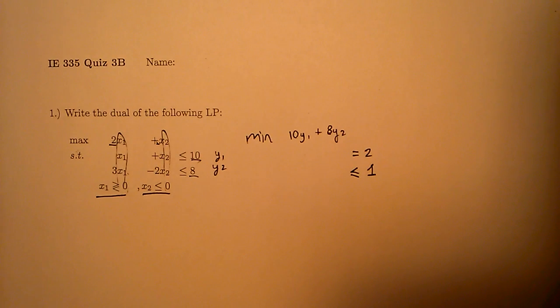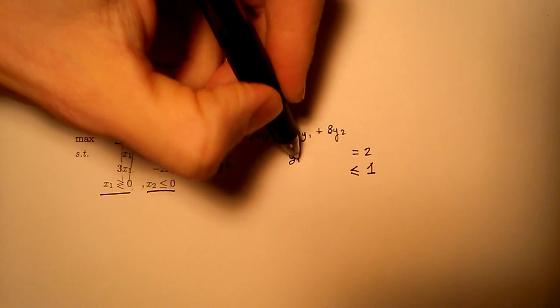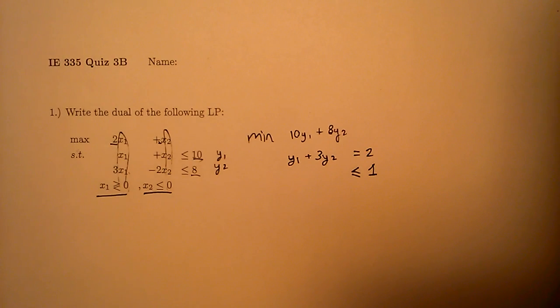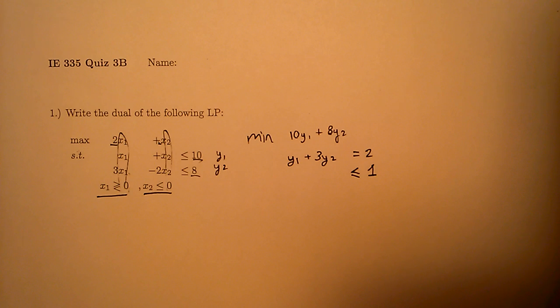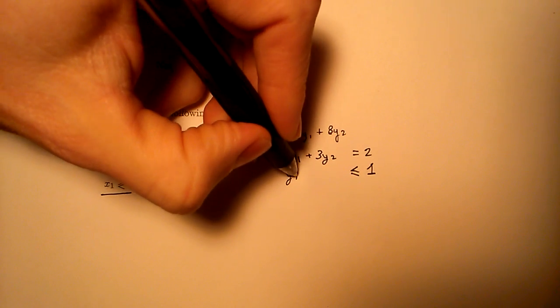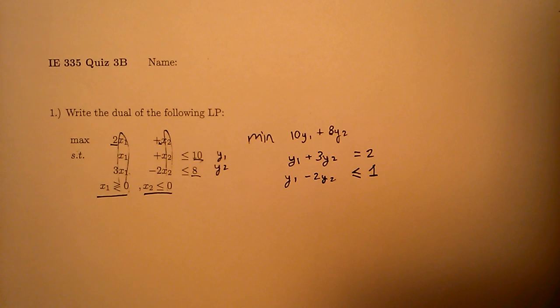Okay. The next thing I tend to write out is the A matrix in the dual. This is just the A transpose matrix from the primal. So what I have is y1 plus 3y2 equal to... So you see that first row in the dual A matrix was the first column in the primal A matrix. And then the second will be y1 minus 2y2 less than or equal to 1.